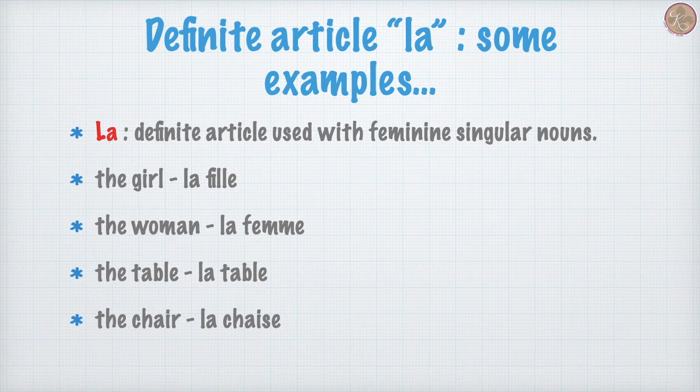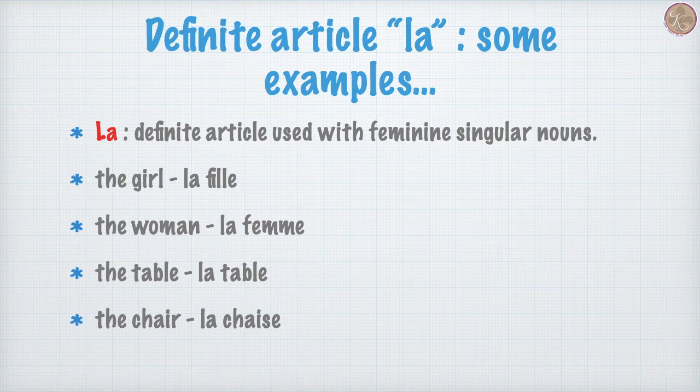Let's look at some examples of the definite article la. Remember, the definite article la is used with feminine singular nouns beginning with a consonant. Look at the examples given. The girl, la fille. The woman, la femme. The table, la table. The chair, la chaise.